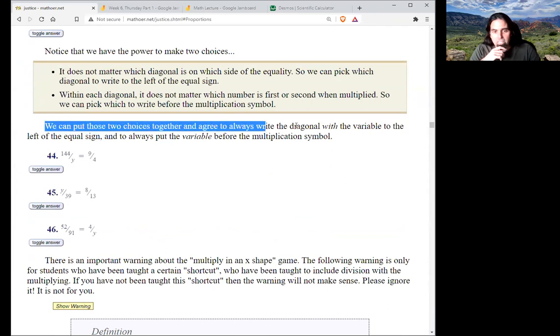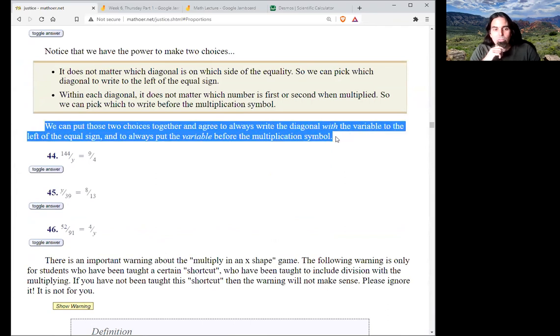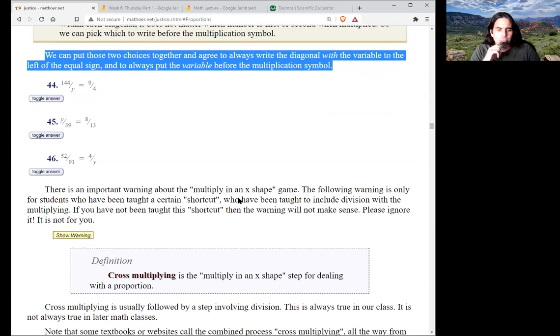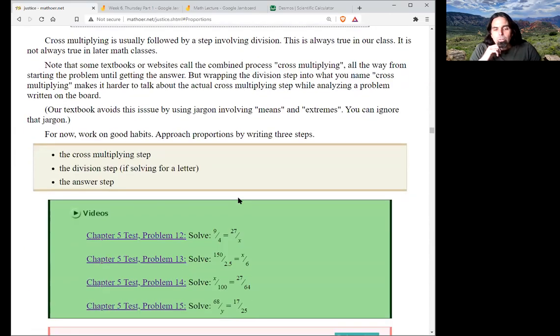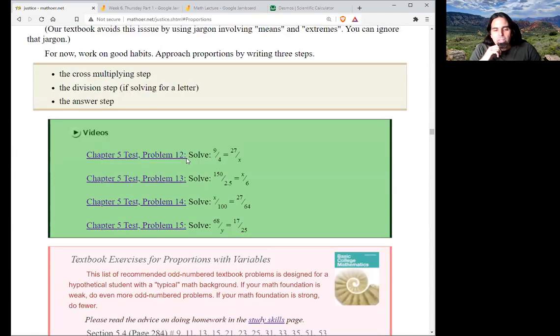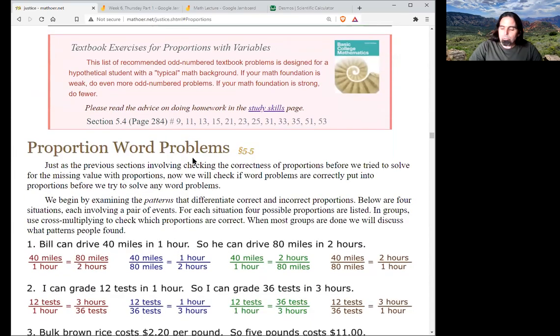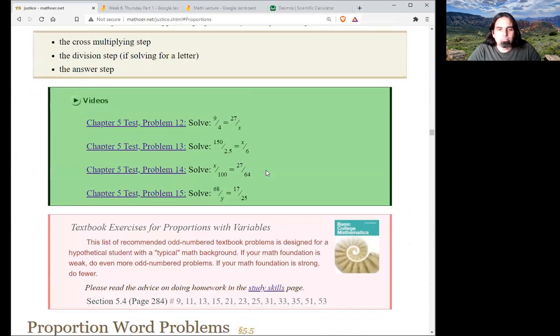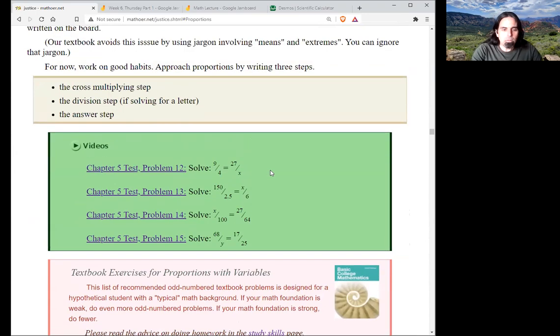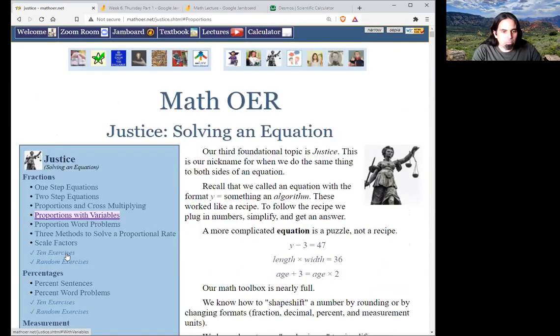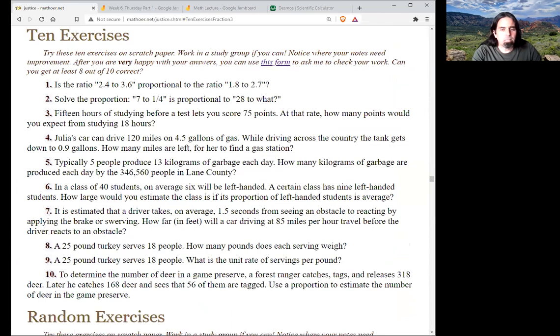So that's what this is saying here. We can always put the diagonal with the variable to the left, and we can always put the variable first if we want. Okay, there's a little bit here about good habits. I'm not worried about that. If you were going into Math 60 soon, then we should worry about some habits, but let's not worry about that. We could talk about word problems, but let's look at some random ones.